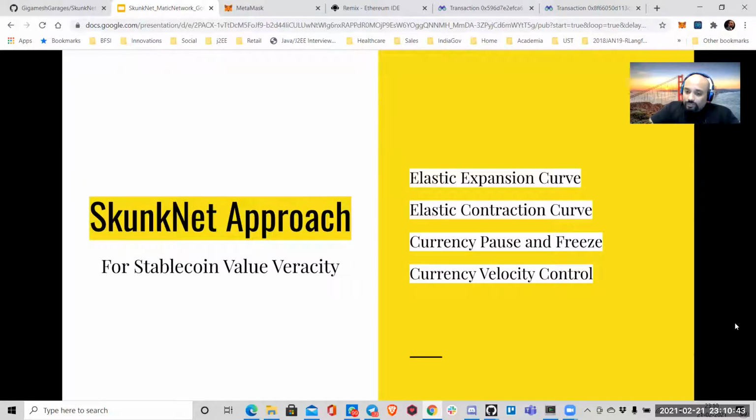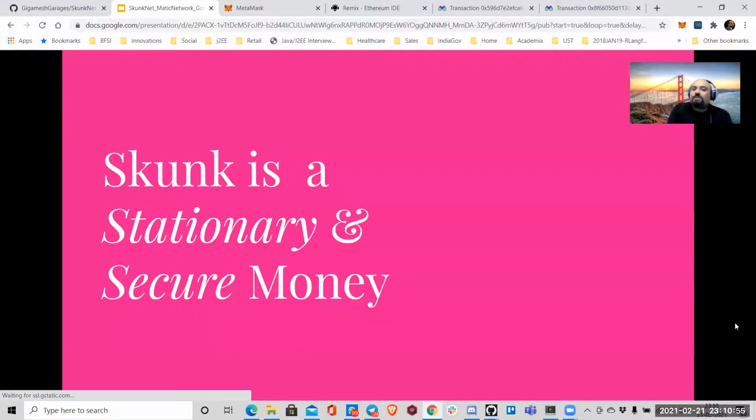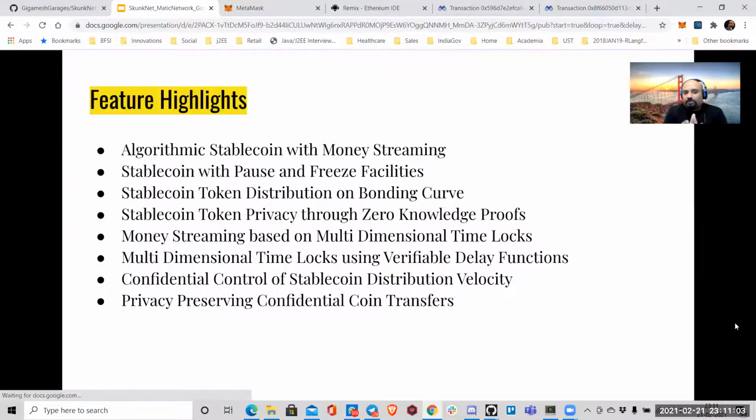And also there is a control on the velocity. So the time is cryptographically controlled, and the space and the velocity of the stablecoin is controlled using smart contracts, configurable smart contracts. So this is a stationary secure money. That is the beauty of the Skunk stablecoin approach.